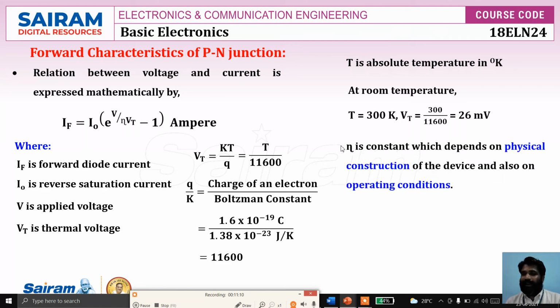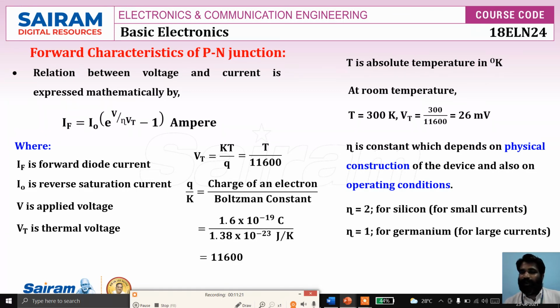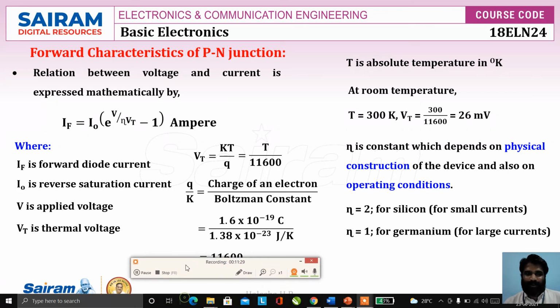And eta is a constant. It depends on the physical construction and operating conditions, and it is 2 for silicon and 1 for germanium. This is about the forward characteristics of the PN junction diode. In the next video, I'm going to explain the reverse characteristics.